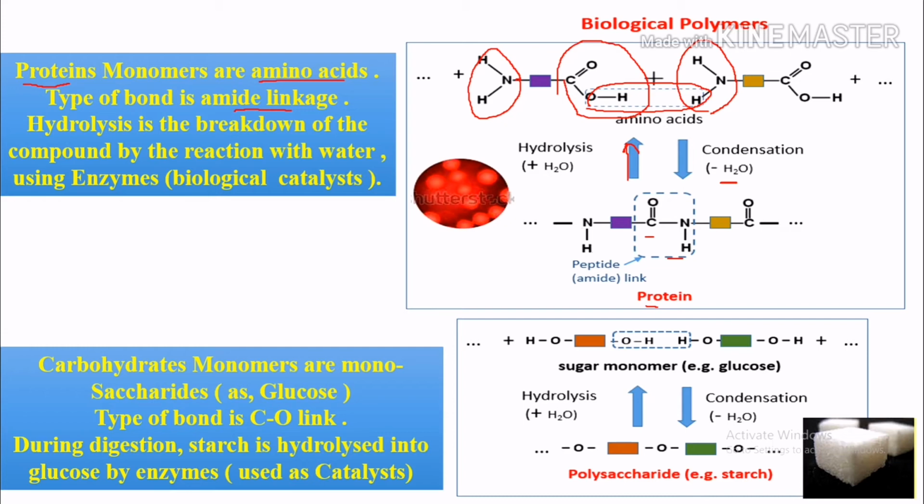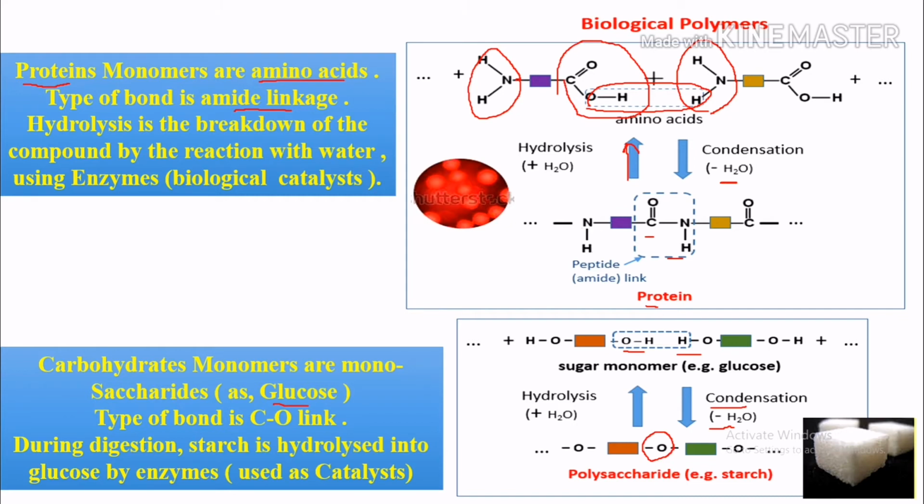Another type of biological polymers, of course, we know that carbohydrates are made of small monomers. Our monomers are sugars like glucose. These glucose compounds contain hydroxyl groups. So we have two monomers with hydroxyl groups, or OH groups, or alcoholic groups. We will make a condensation reaction by removing one molecule of water, minus H2O, and form another bond between the two monomers.